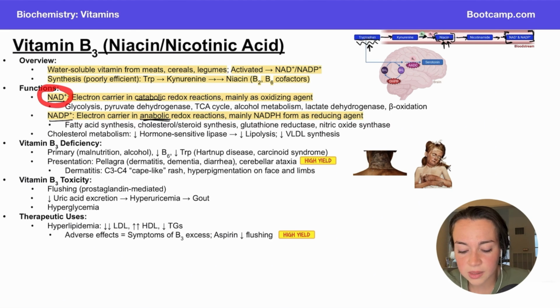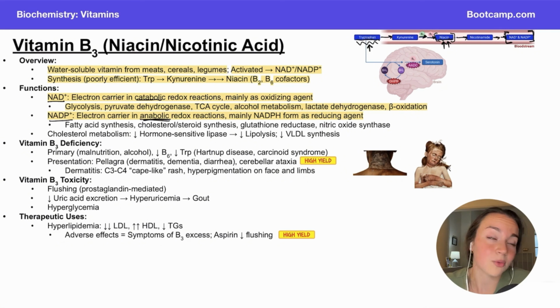So with NAD+, some of the catabolic reactions where we've encountered this before include glycolysis, pyruvate dehydrogenase, the TCA cycle, alcohol metabolism, lactate dehydrogenase, and beta oxidation of fatty acids. I won't walk you back through all those pathways, that would take all day, but if you've gone through the biochemistry unit chronologically, you should have encountered all these pathways by now. And then NADP+ and its partner NADPH participate in anabolic reactions like fatty acid synthesis, cholesterol and steroid synthesis. It's important for glutathione reductase as well as nitric oxide synthase.